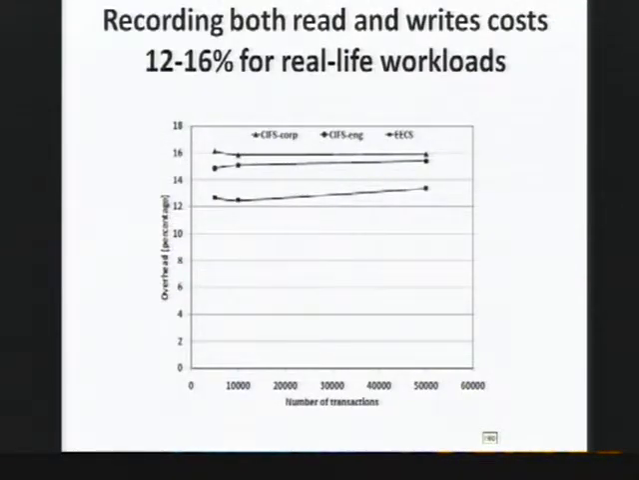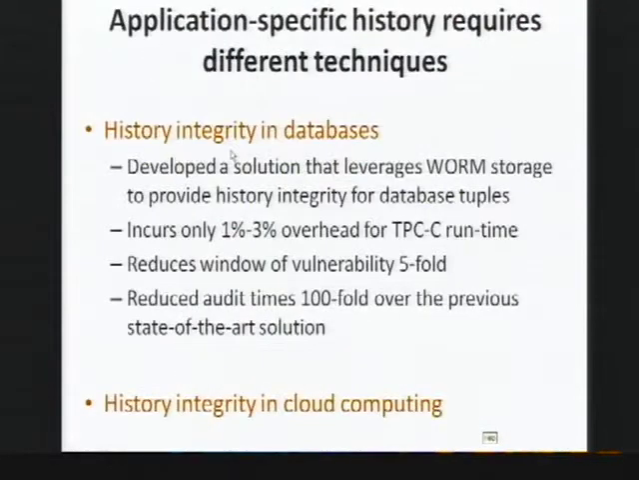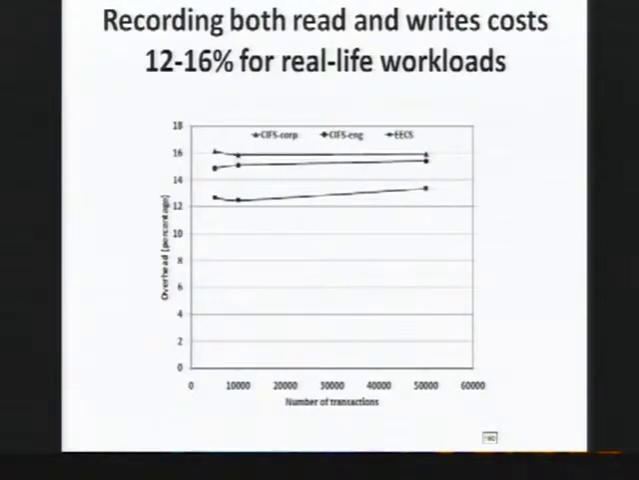And I also have this slide where we show that even if you record the reads as well, not just the writes, we also tested what happens when we record all the transactions. Even in that case, the overheads are still between 12% to 16%. So in these applications, through this experience, we showed that it's possible to record all the file system activity in a secure manner, but still pay a very low cost.